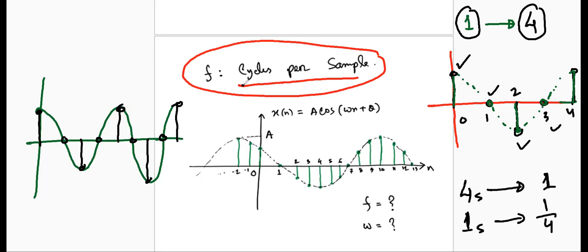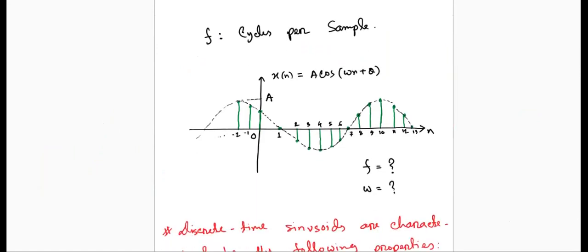So that is called the cycles per sample. In between 2 samples, how many cycles do you have? Definitely 1 by 4, because you need 4 samples to represent the cycle. So the cycles per sample is 1 by 4. And for this example, this is equal to your F, that is your frequency.